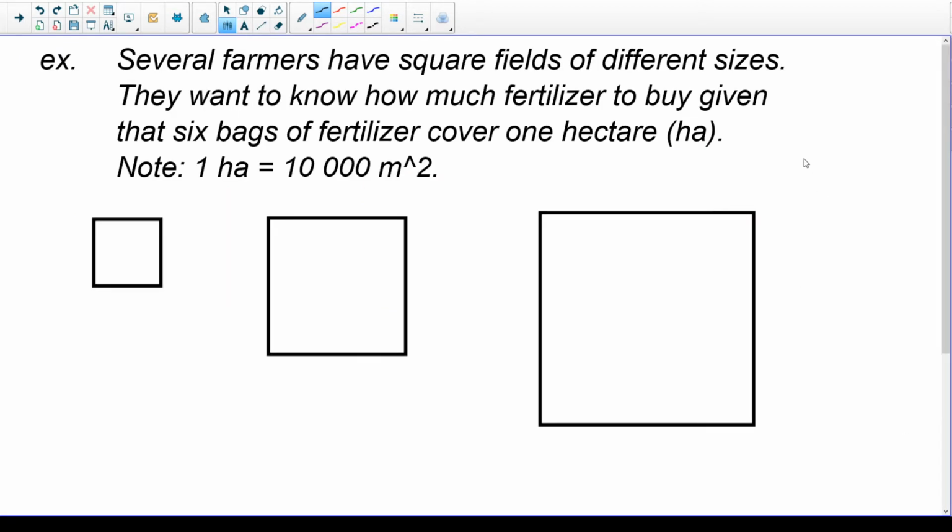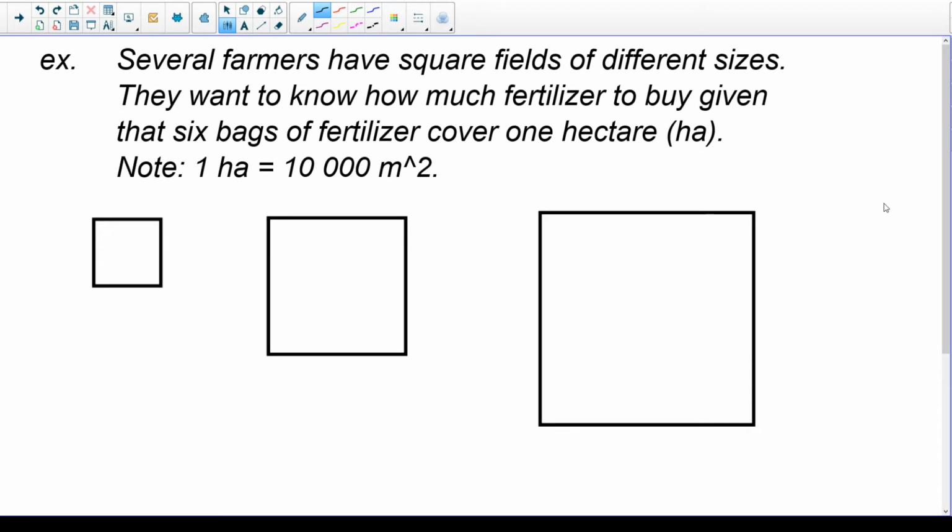Okay, so let's look at an example of where the idea of parabolas might come into play. Several farmers have square fields of different sizes. They want to know how much fertilizer to buy, given that 6 bags of fertilizer cover 1 hectare. The unit for hectare is HA. Note that 1 hectare is 10,000 square meters.